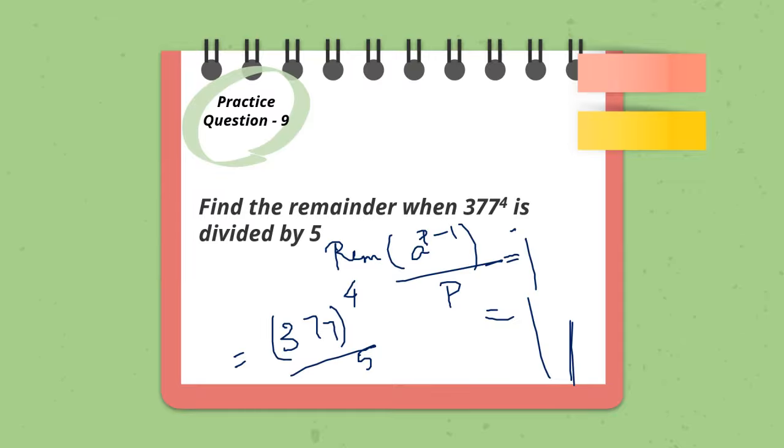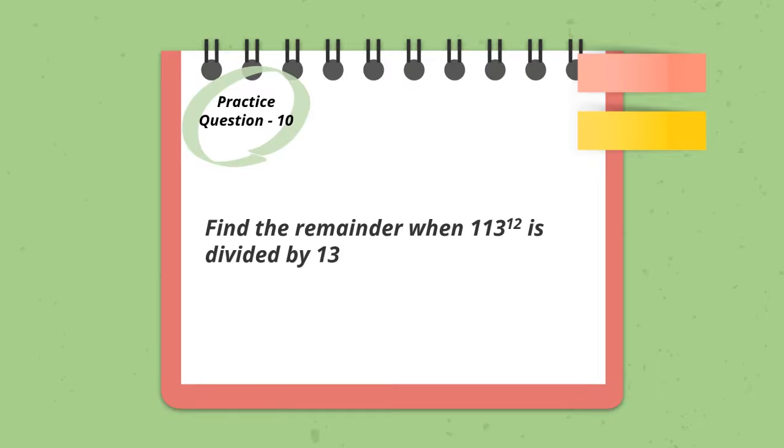So practice question number 3. Again, this is a direct answer where 113 to the whole power 12 divided by 13. You need to find the remainder. Again 13 minus 1, 13 is a prime number, 113 and 13 are co-primes. So your answer will be 1. The correct answer is 1. That is the required remainder is 1.